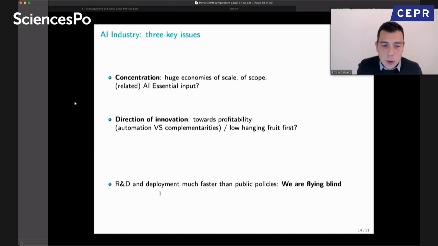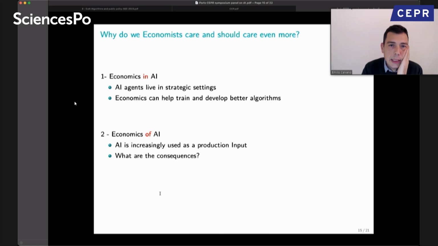Then another issue has to do with the fact that we live in a world in which research, development, and deployment of this technology is much faster than public policy. So in a way, we're flying blind. By the time we reach any political agreement on what to do to regulate these technologies, the technology has already evolved, and we have to start from scratch. Maybe we'll talk more about policy later on.